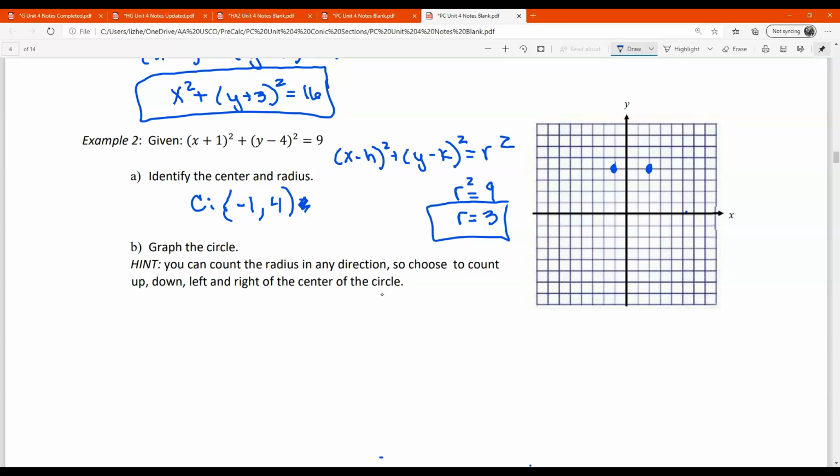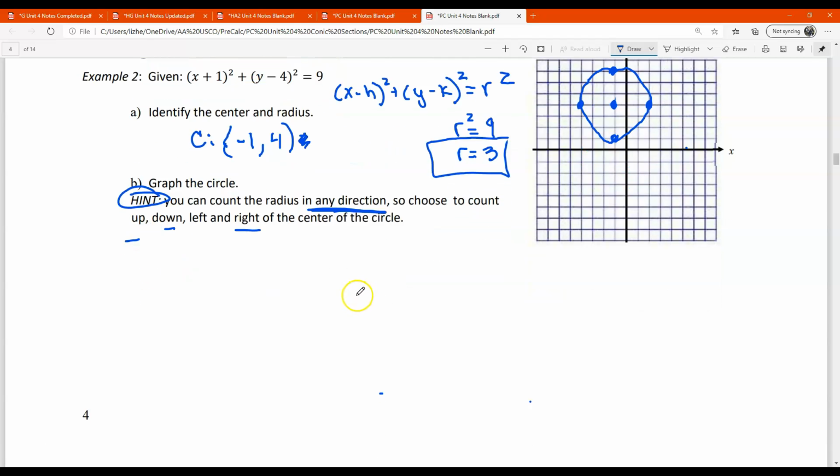So I have 1, 2, 3, down 3, to the left 3, and up 3. And I connect those dots as good as I can. I'm sure yours are way better, and there is my circle. So notice the hint. You can count the radius in any direction, so choose to count it up, down, left, and right of the center of the circle.